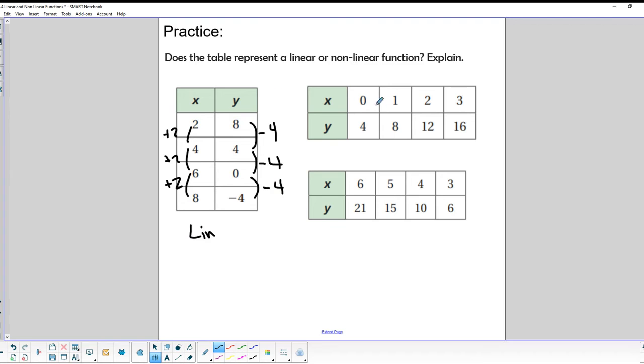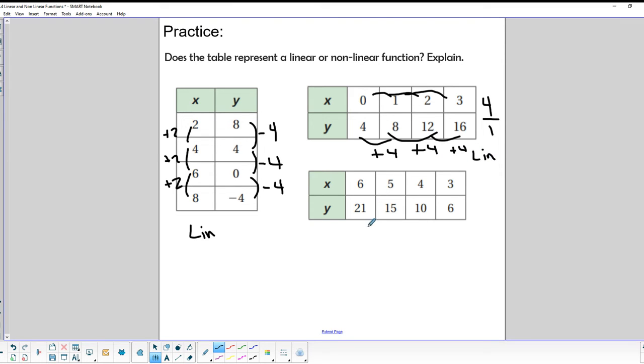How about over here? We go up by 1, up by 1, up by 1. How are we changing in the y direction? Plus 4, plus 4, plus 4. So that's pretty constant. So the rate of change would be 4/1, which is a constant rate of change. So this would be linear.